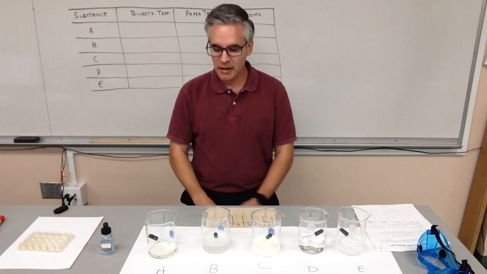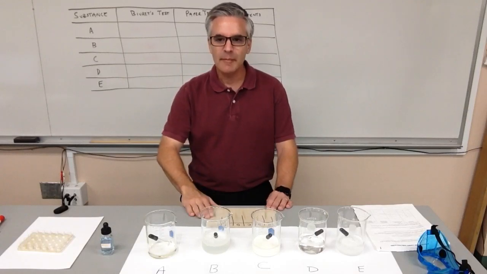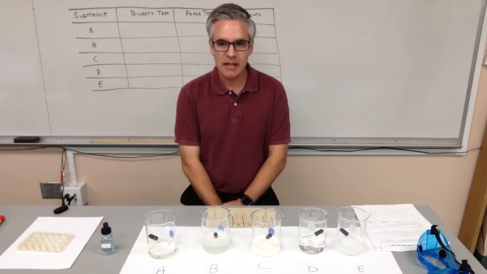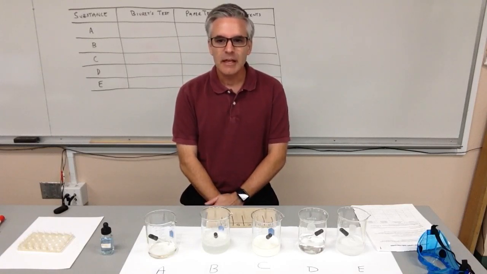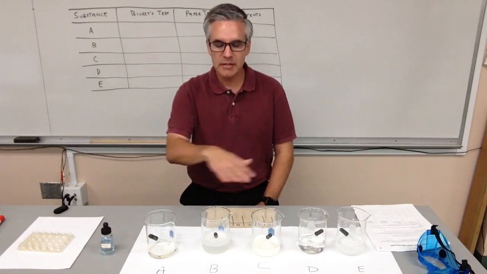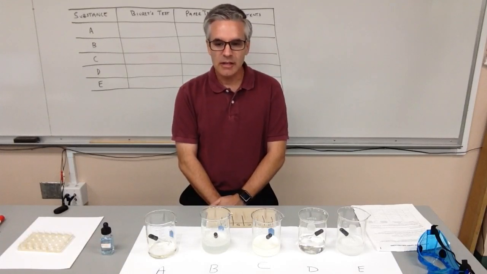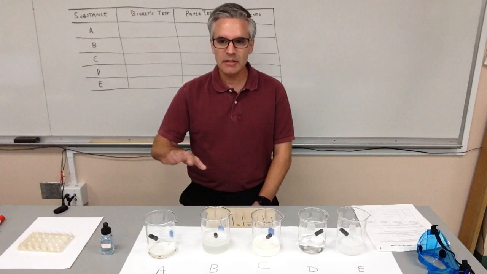And then I also have just a brown paper towel that I'm going to use for my lipid paper test. And remember, if it dries translucent when I put some of these materials on there, that means it's going to be a lipid. And if it dries back to normal, then there's going to be no lipid in it. Okay?